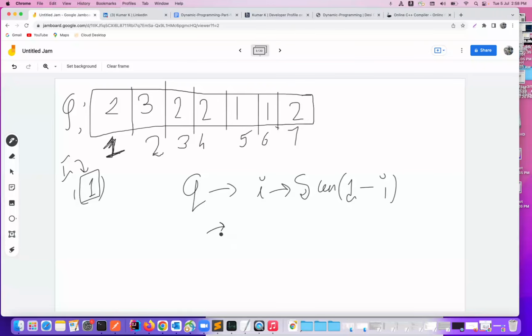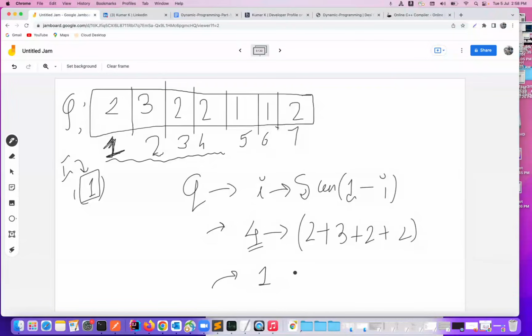Say if the person gives us the index 4, then what will be the answer? The query is 4. Answer will be first number plus second number plus third number plus fourth number, which is 9. So for this index 4, we are giving the sum from index 1 till index 4, which is 2 plus 3 plus 2 plus 2. If the query was index 1, then the answer would be just the first number, which is 2.